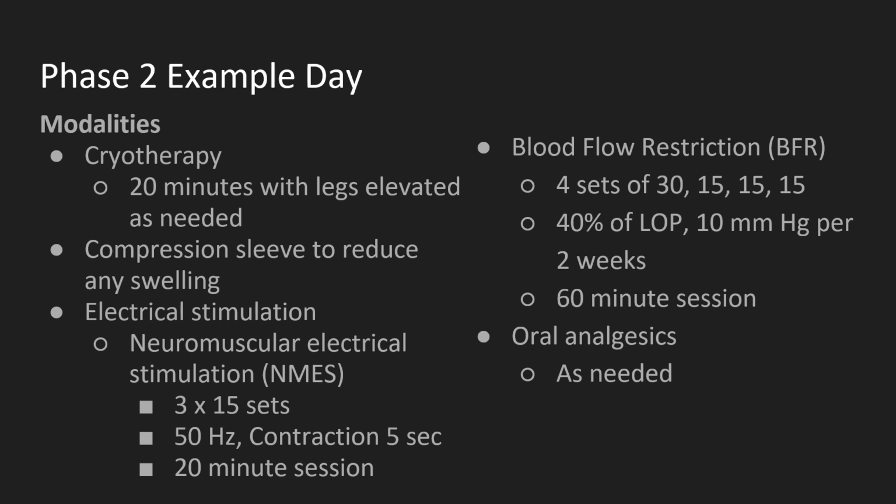For modalities during phase 2, we can do cryotherapy as needed, just to help with pain, and we can do some elevation to help with swelling. Again, we can add compression to help with swelling. If you need to continue with electrical stimulation, we can add that. We can also add in BFR to just get increased workload out of our low weight exercises. And then if we need any analgesics, still we can include that.